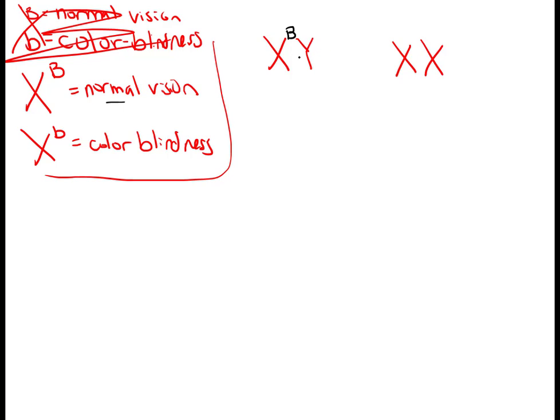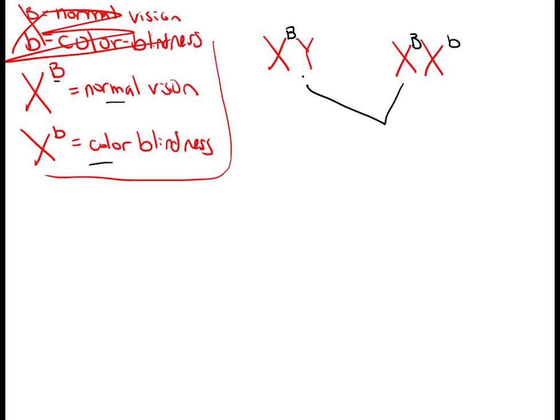Remember, the Y does not have all of these alleles, so the Y doesn't get anything. You don't put any B next to the Y. Now let's say this other individual who was XX was heterozygous and they were a carrier of color blindness. So what this would mean is they had one X with a big B and one X with a little b. Even though they're a carrier, they still have normal vision because they have one dominant allele.